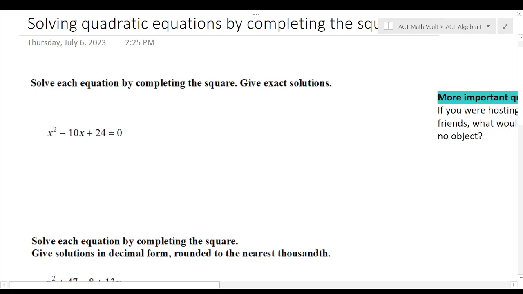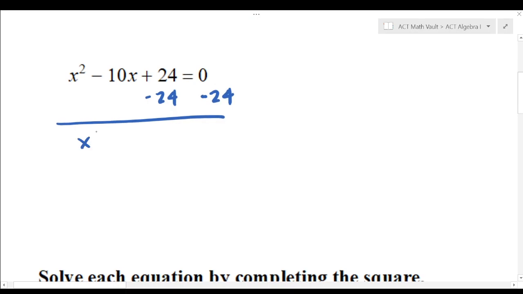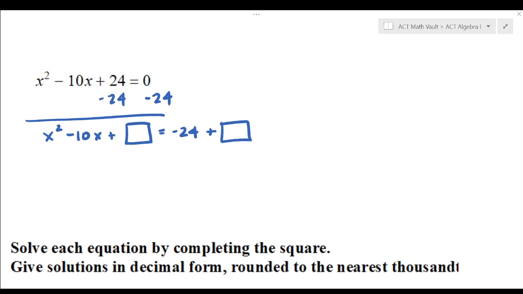Okay, completing the square, you actually don't start with a 0 on the right side. So I'm going to get rid of that 24 from the left and rewrite this as x squared minus 10x plus something equals negative 24 plus something. And this something is sort of like your magic number that you're thinking of to do the problem. And how do you figure this out? Well, I want this side to eventually be something squared so that I can use the square root method to finish it. So how do I do that?